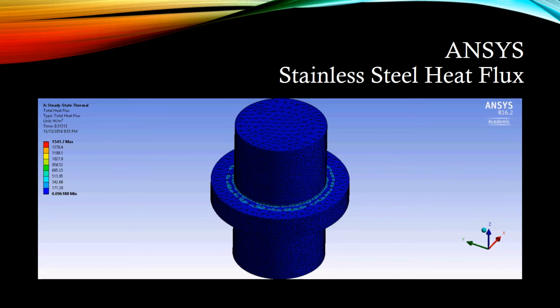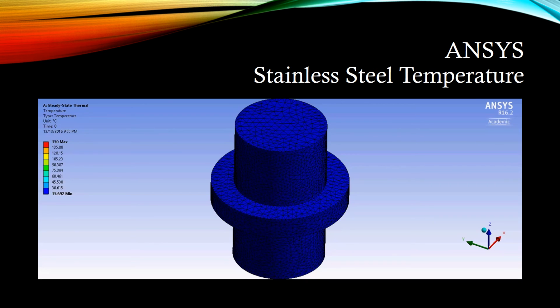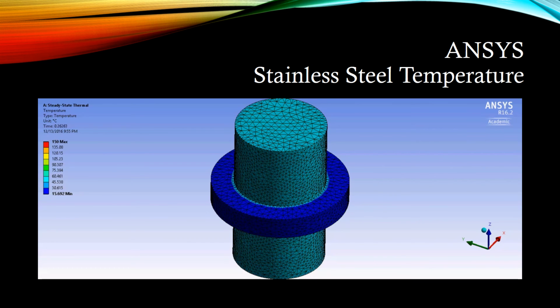For stainless steel, the fin appears to have excess length looking at the heat flux. The minimum heat flux was nearly 0 watts per meter squared, and the maximum heat flux was 1,542 watts per meter squared. The minimum temperature was 15 degrees, and the maximum one is once again 150 degrees Celsius.